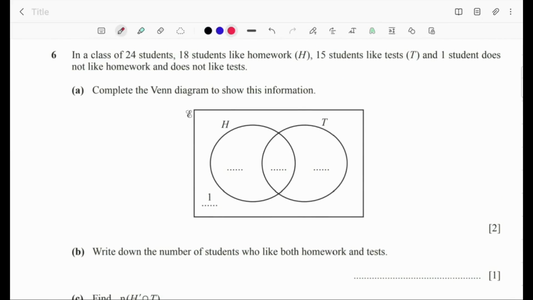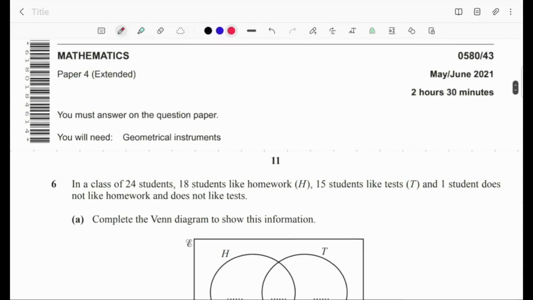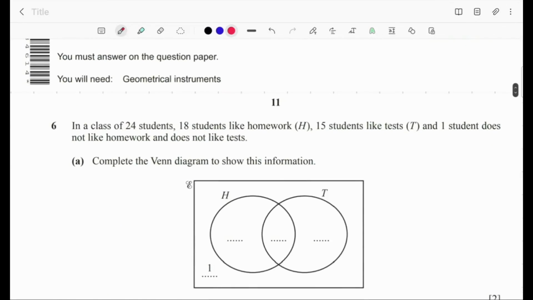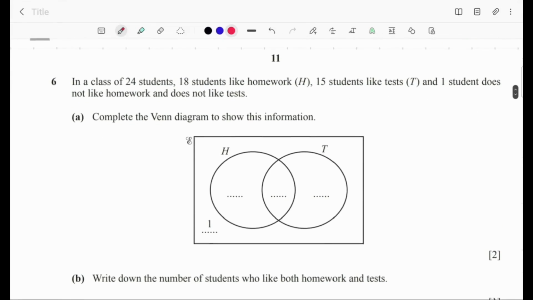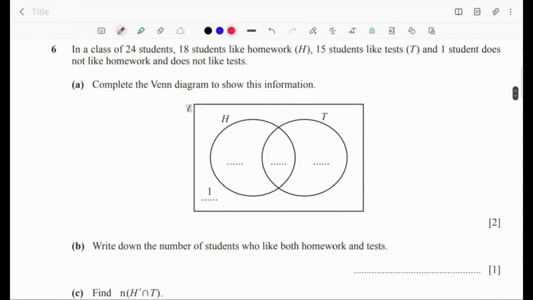Let's read it together. It is taken from the sixth question in page number 11. In a class of 24 students. When you read these types of questions, it's very important you take down these numbers. So in a class of 24 students, how many students are there altogether? 24. Just take down those numbers.